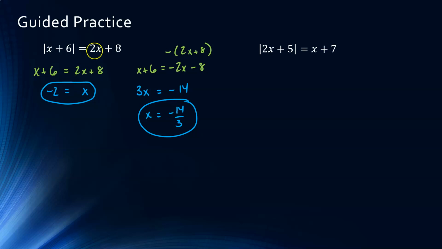Negative, or 2 times negative 2 is negative 4, and negative 4 plus 8 is also 4, so that one checks out. The second one is a little trickier, so let's do that one.